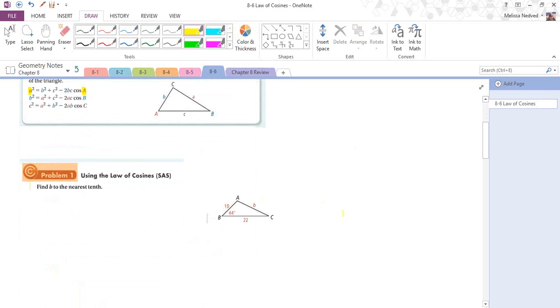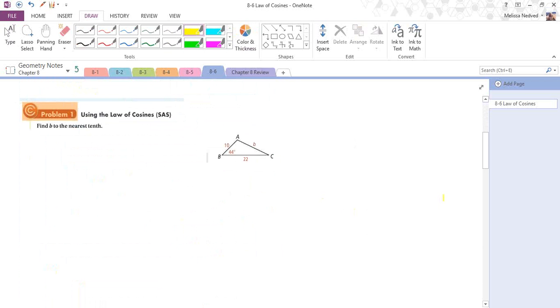Let's go ahead and try to put it into play, and hopefully it will make a little more sense for you here. So we've got a triangle ABC here. We're asked to find lowercase b to the nearest tenth. That's referring to this side AC. Now remember, lowercase b is going to be across from the capital letter B, and that's the angle. Now, we know we need to use law of cosines here because I know a side, an angle, and a side. I can't use law of sines because I don't have any angle and the opposite side known.